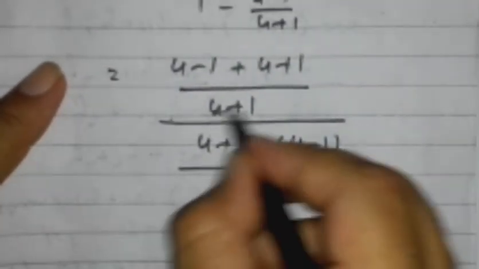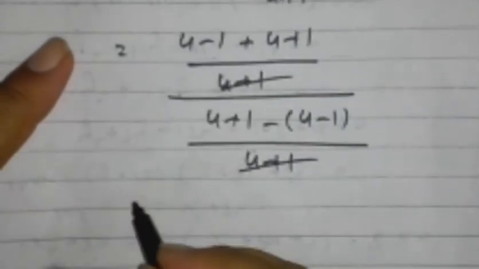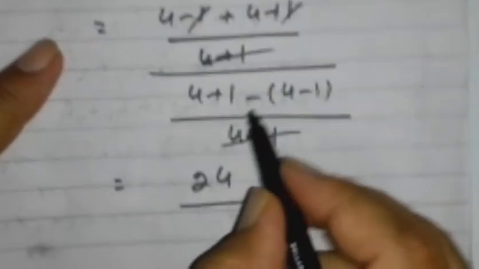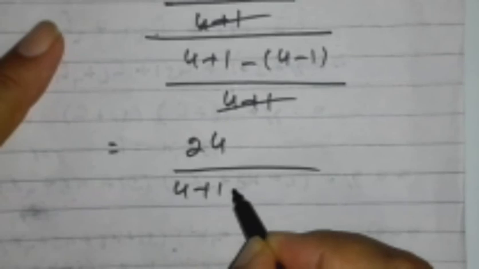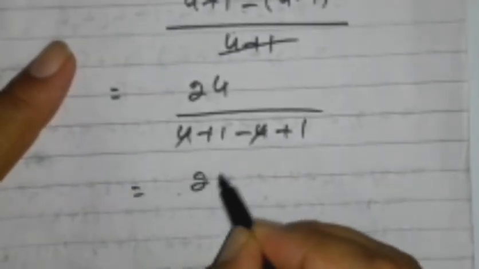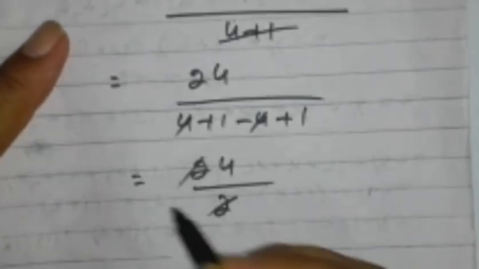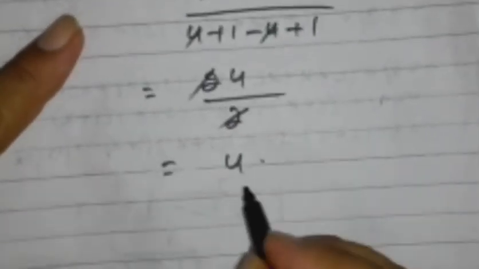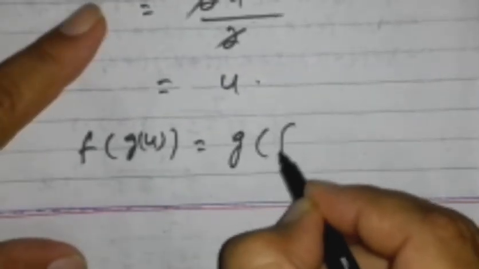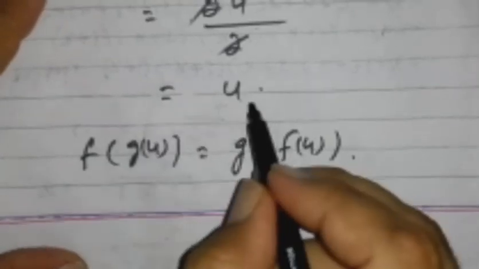This u plus 1 will cancel with this u plus 1. Now look, this minus 1 cancels with this one, here we get 2u, and in the denominator we can write u plus 1 minus u plus 1. This u cancels with this u, so here we get 2u divided by 2, 2 cancels with 2, we get u. So we got that f of g of u is equal to g of f of u, because both are equal to u.